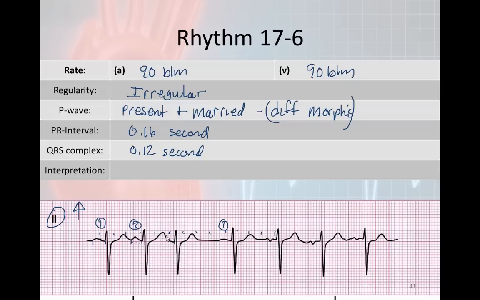This, I can't really tell. So I'm going to come back to this one because this is kind of buried in the downslope of the T wave. So I'm going to come over here. We have an up-down morphology. That's a 3 right there. That's an up-down. That's a 3. That looks like an up-down. That looks like a 3 also. So we have 3 different morphologies of P waves. So we're going to call it a wandering atrial pacer.